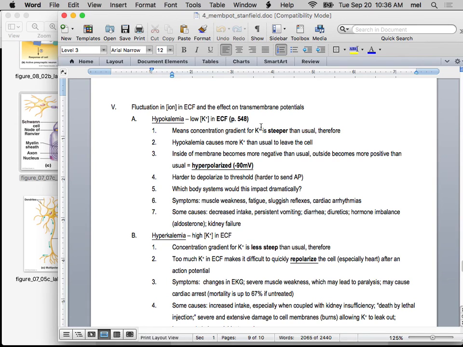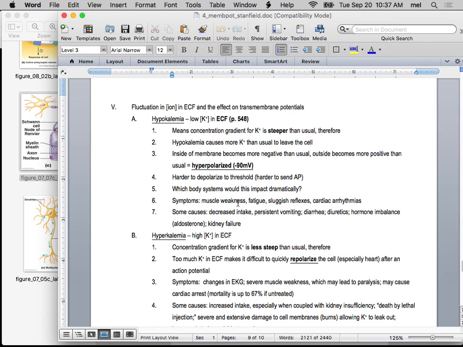Now it's going to matter when I try to get to threshold. It's going to be much harder to get to threshold from minus 90 than it is from minus 70. So it's going to be harder to depolarize to threshold and harder to send an action potential. It's not like you're in absolute refractory period. It's like you're in relative refractory period. So if you could have started a stimulus with 10 molecules of acetylcholine, maybe it'll take 100. But you could still potentially get it, not as dependably.